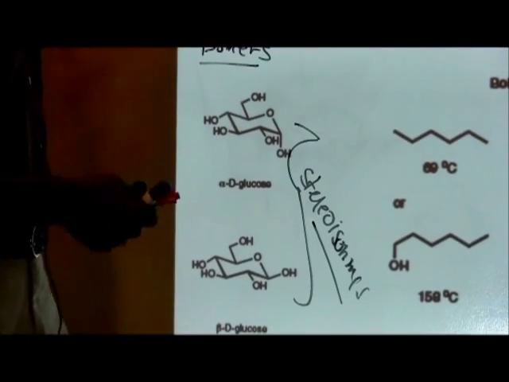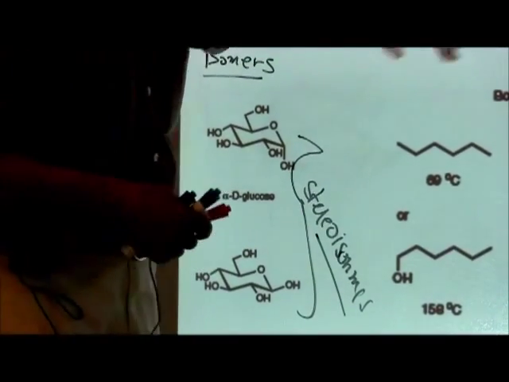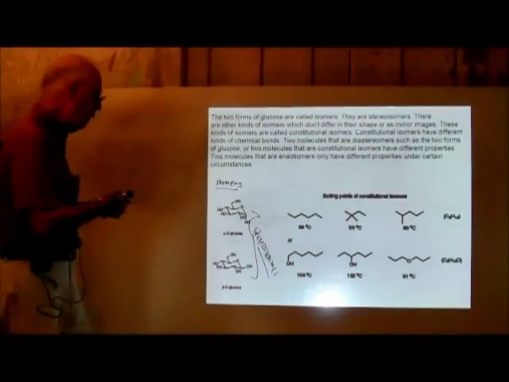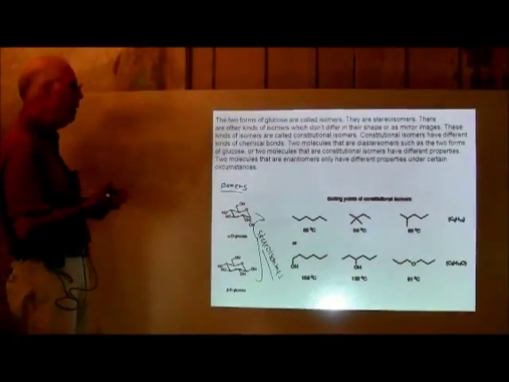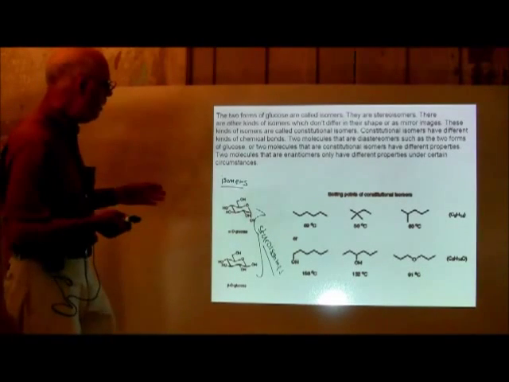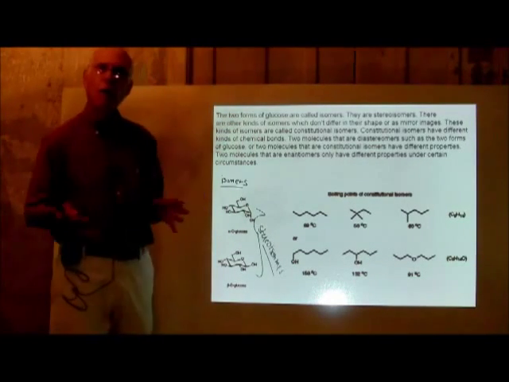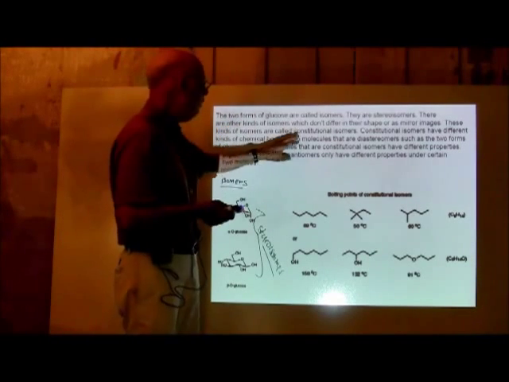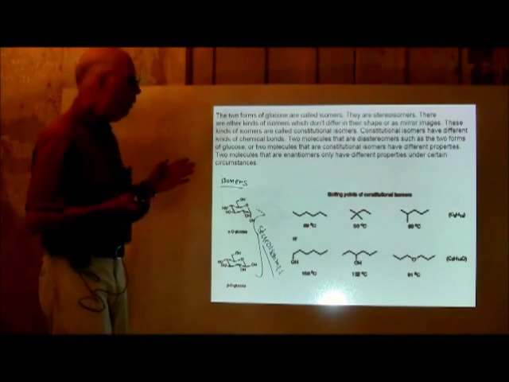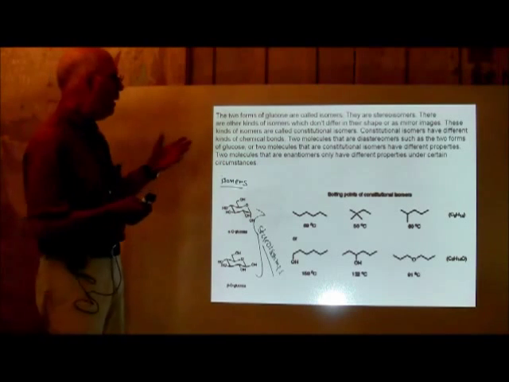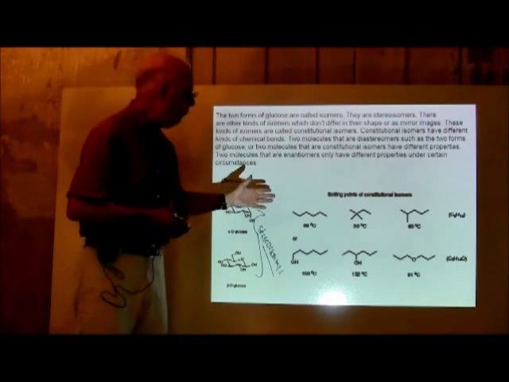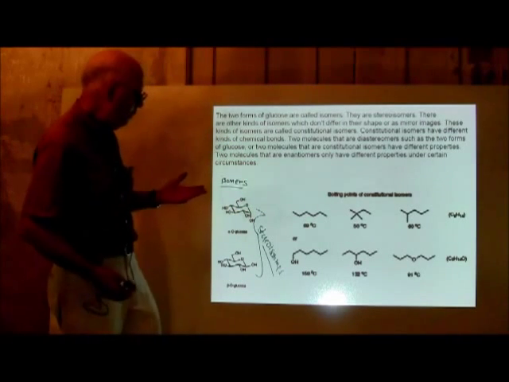Well, there are other kinds of isomers which don't differ in their shape, or have another kind of property which has to do with mirror images. There are isomers that are not stereoisomers. There are kinds of isomers called constitutional isomers. What do you mean by constitutional isomer? A constitutional isomer has different kinds of chemical bonds. Let's look at an example of some constitutional isomers.